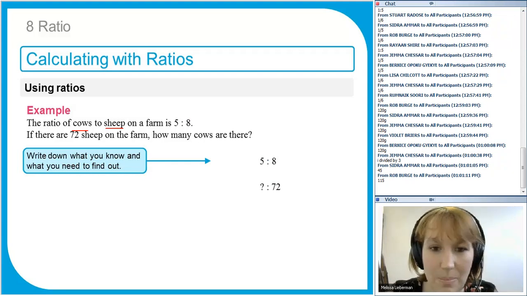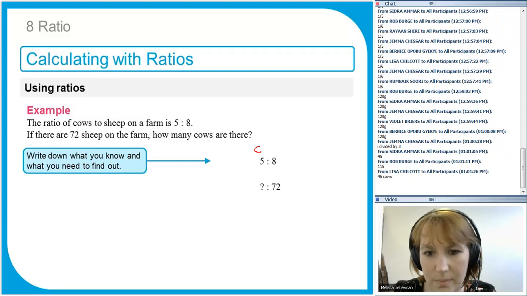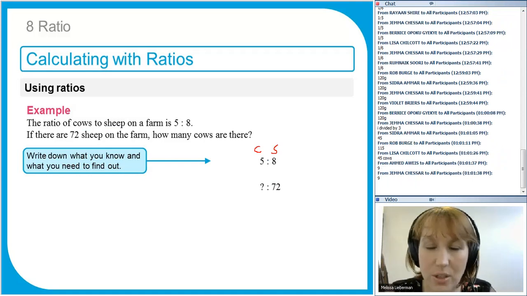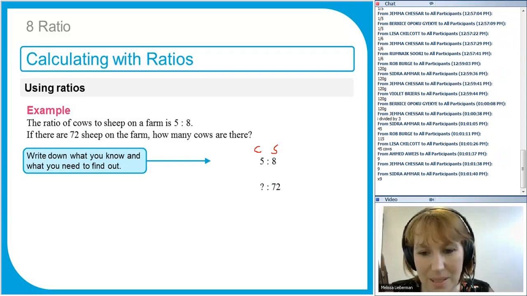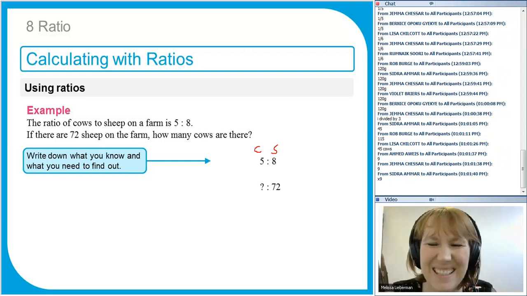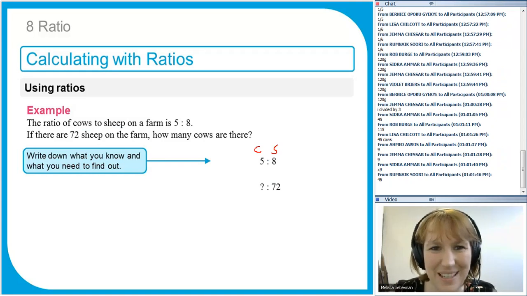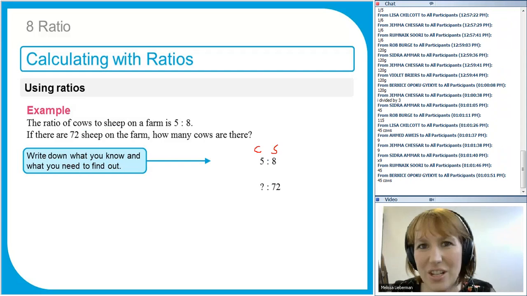So this is cows, so I'll just put a C for cows, and this is sheep, so I'll put an S for sheep. So 72 sheep means I've got to keep it underneath the 8. And then in exactly the same way as we did before, I need to say, well, what do I need to multiply 8 by to get 72? Or in other words, what's 72 divided by 8? Hopefully you know your 8 times table, and you realise that, I'm trying to work it out myself here now, that's 9 times, isn't it? And then you need to multiply the 5 by the same thing. As I mentioned before, as long as I live, I will never know my times tables off by heart.